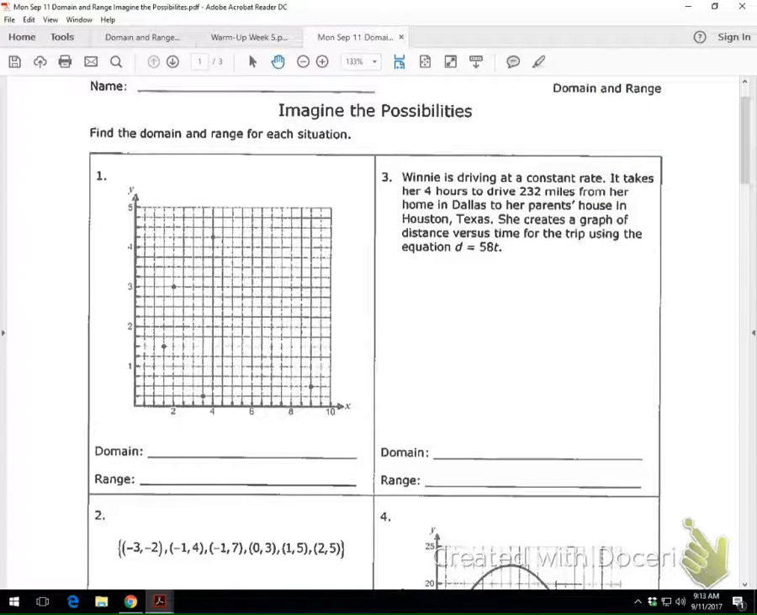Okay, it says find the domain or range of each part. So when you look at it, think of what? You got 8 problems, 4 in the front, 4 in the back. Okay, so let's look at this first one.